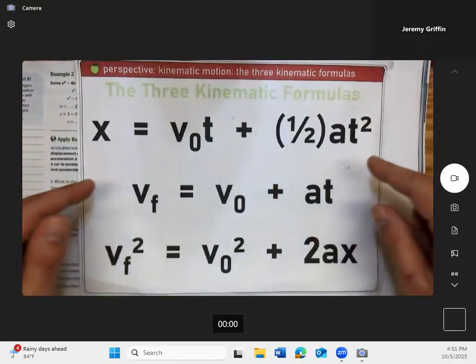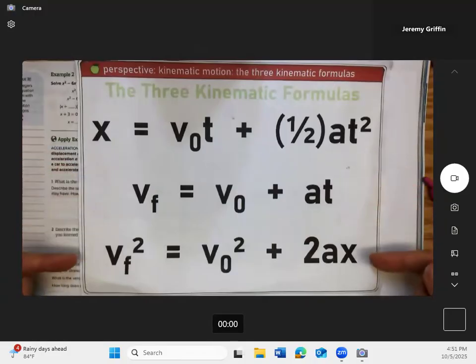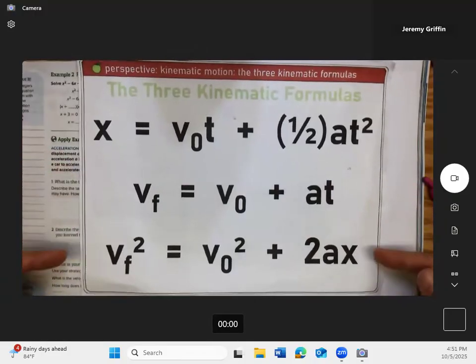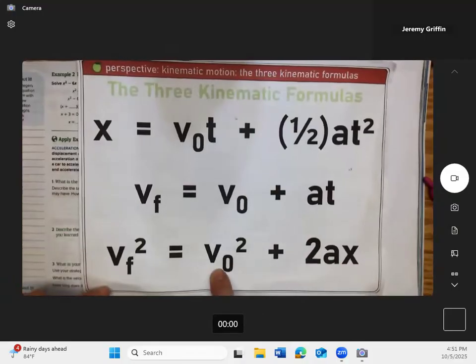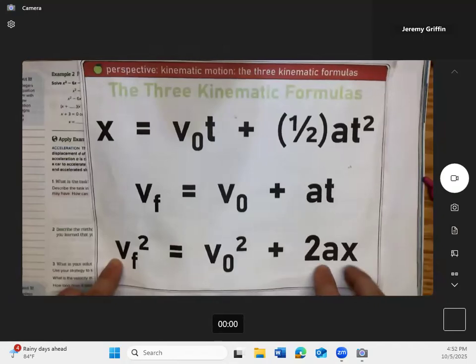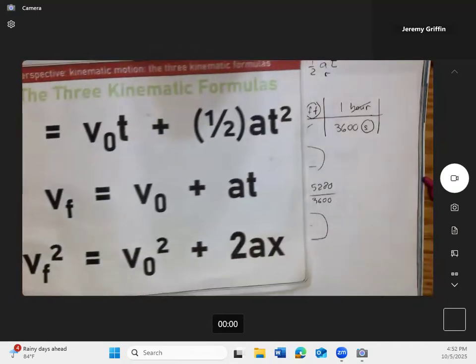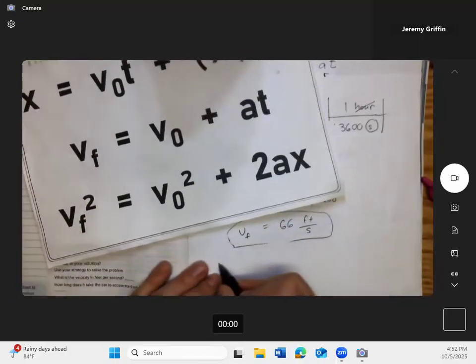But there are alternate formulas depending on what information you have. So I'm going to show you guys that this does work. How about this last one? Notice this last one doesn't mention how much time, but it says initial velocity here, final velocity here, which I want to check. It's something about acceleration and the displacement. So let's see if this works. Does this really give me 66 feet per second?